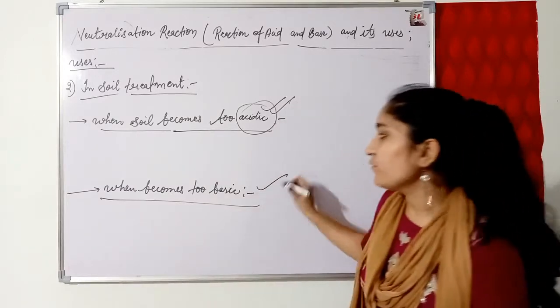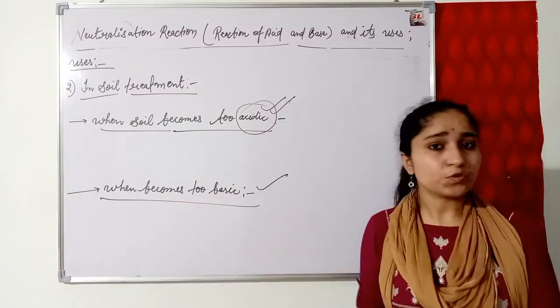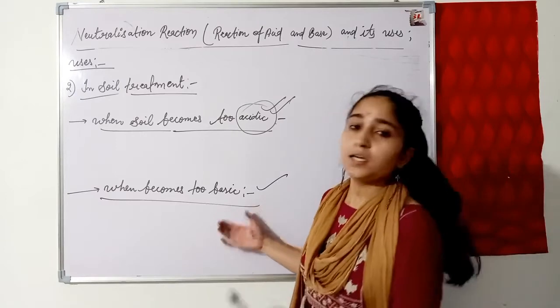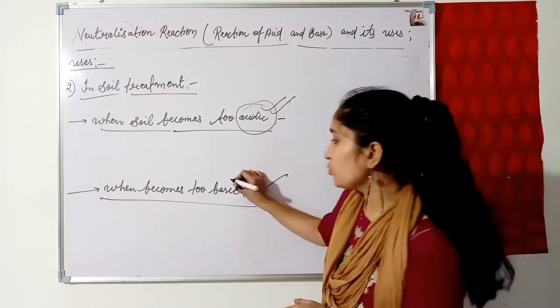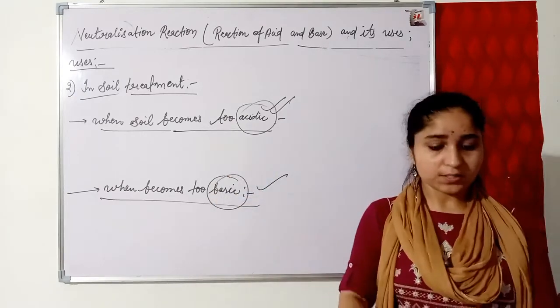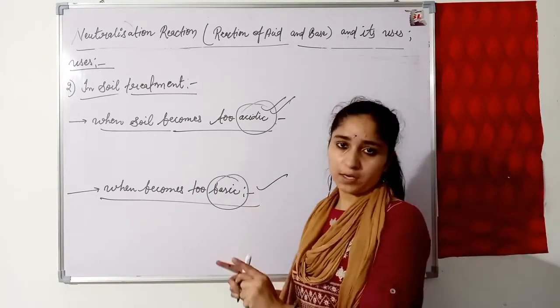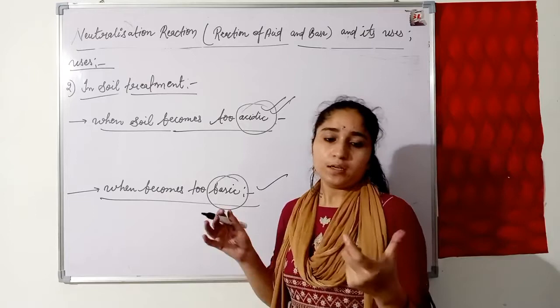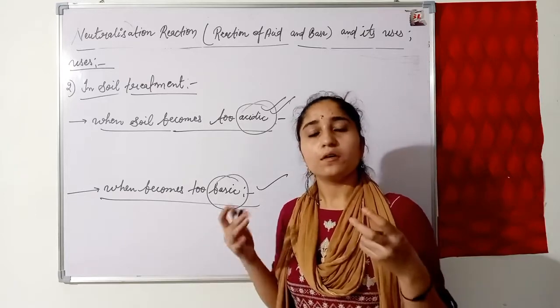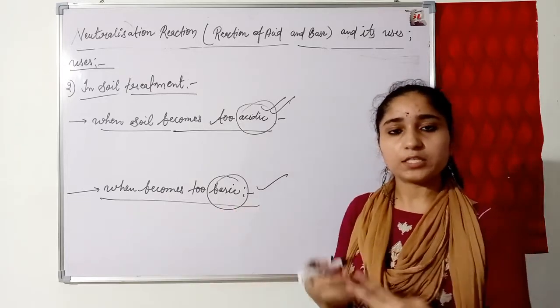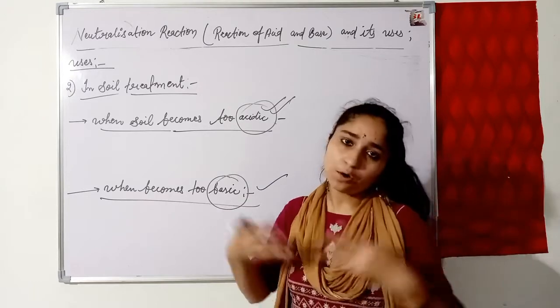And next is when soil becomes too basic. In this condition, we need to add acid to the soil to neutralize the effect of the base, because acid and base react with each other and form salt and water. In this condition, the acid and base react with each other and neutralize the effect of each other.